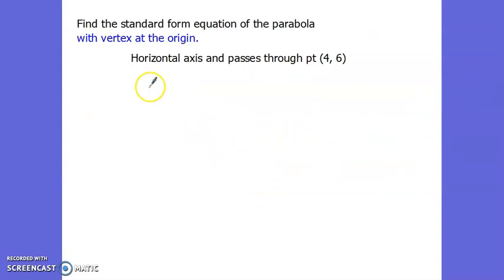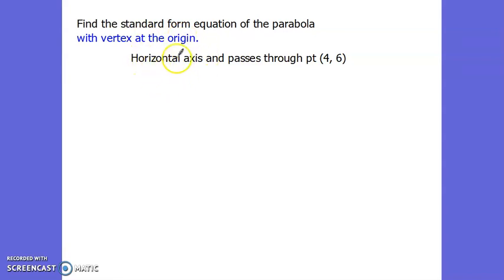Let's try another model here real quick. What if they gave us this information? Find the standard form equation of the parabola. So we already kind of know what we're talking about. Either x squared or y squared equals 4px or 4py, maybe incorporating that h or k. With the vertex at the origin, we don't need h and k, they will both be 0. So again, we've got that simpler form.